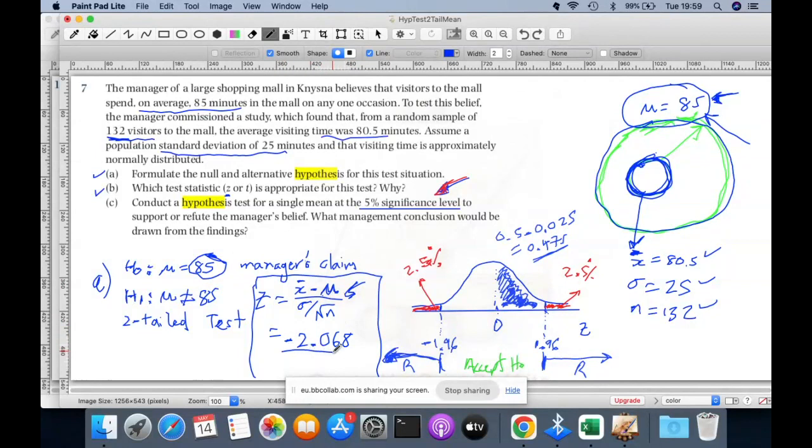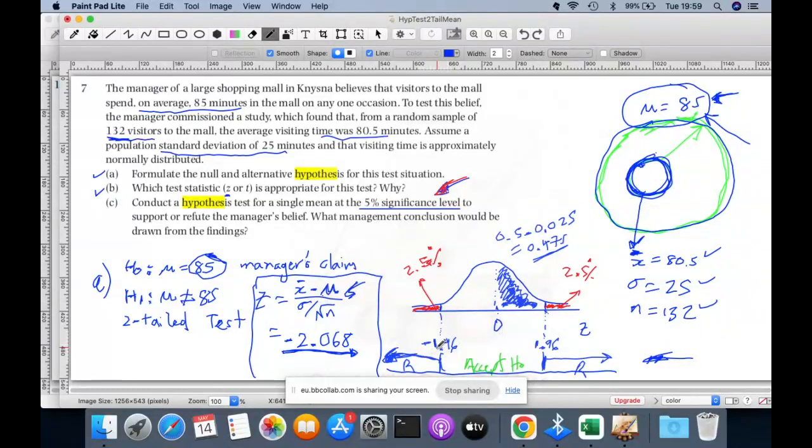All right, you get this value. And this is the value you're going to compare to these regions. So you're going to see where it falls in this region, and that's going to tell you whether to accept or reject H naught. Now, minus 2.068, if you look at this region here, you've got to check where it falls.